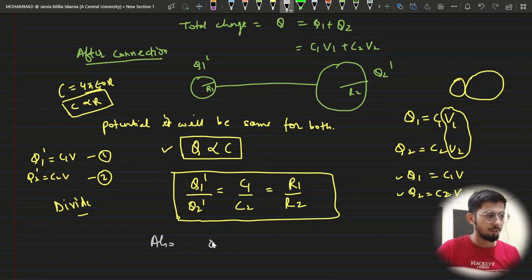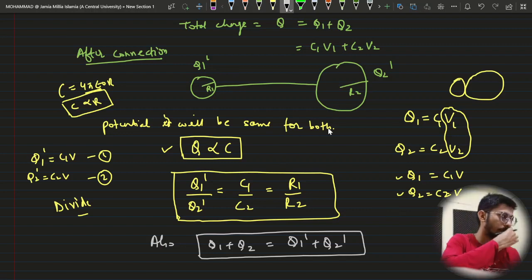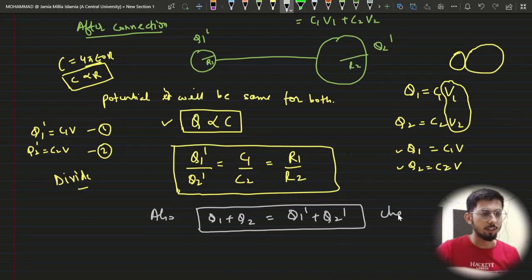Now, Q1 plus Q2 will definitely be equal to Q1 dash plus Q2 dash. This is a universal fact because no charge is spilling out, nothing is leaking. So the initial charge and final charge should be the same. This is by the principle of charge conservation, same as that of energy conservation. Charge can neither be created nor be destroyed.